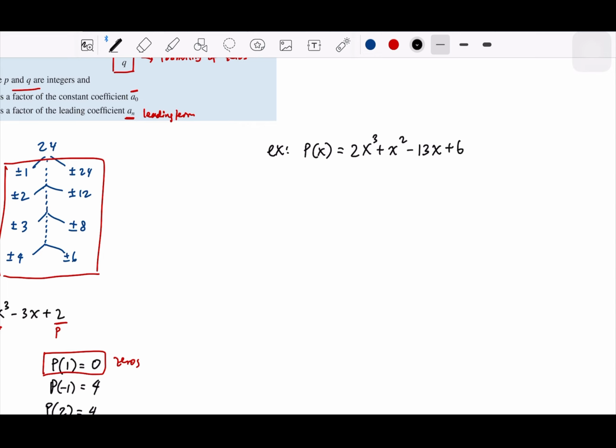Okay. So we get the 6 and 2. So this is P, this is Q. So, factor of 6 divided by factor of 2.